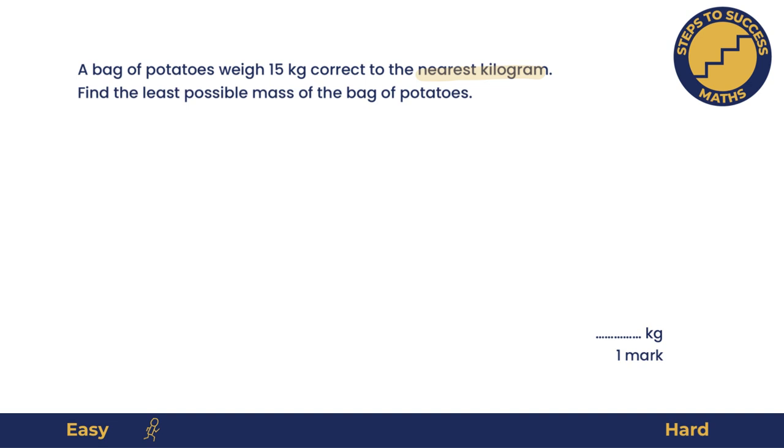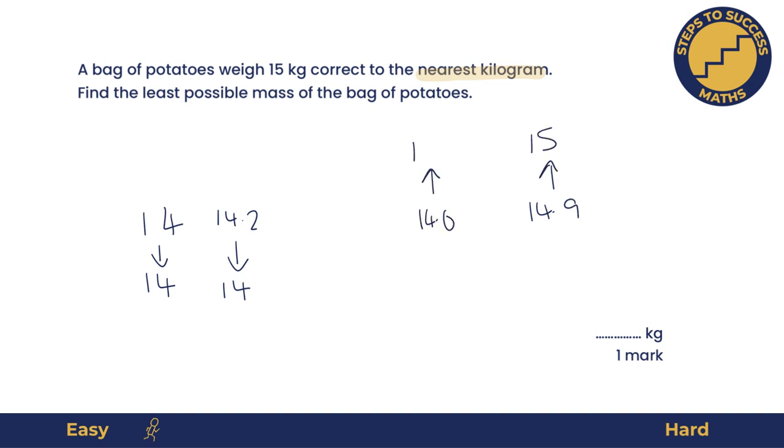So if you had 14 and you had to round it to the nearest, it would still be 14. So that one's too small. What about 14.2? Well, that would still round to 14. So where does it change? If you had 14.9, that would round to 15. Or 14.6, that would round to 15. So the one it changes at is 14.5. That still rounds to 15. Anything smaller than that would go to 14. So our answer is 14.5 kilograms.